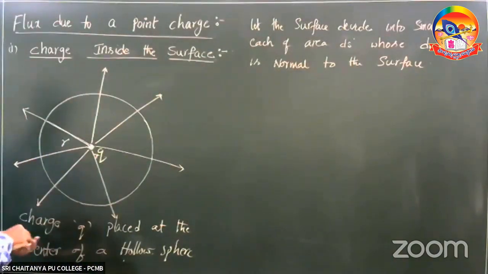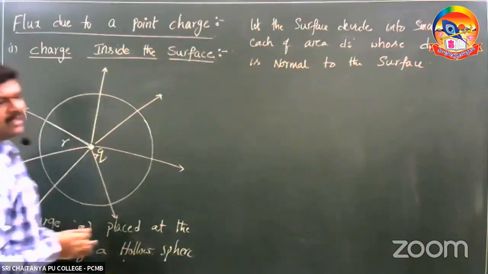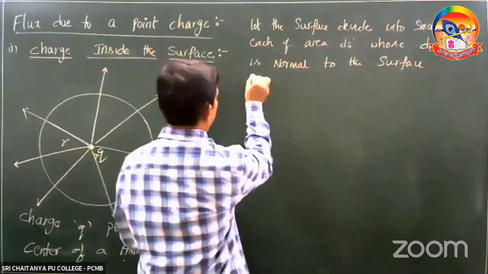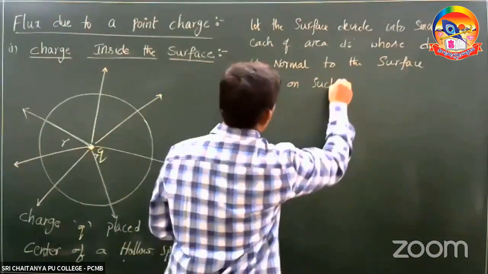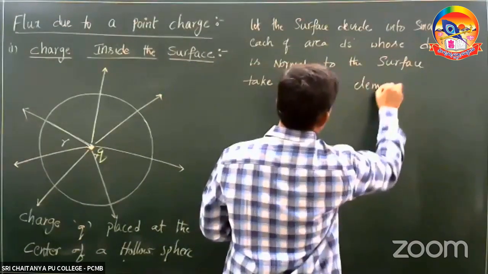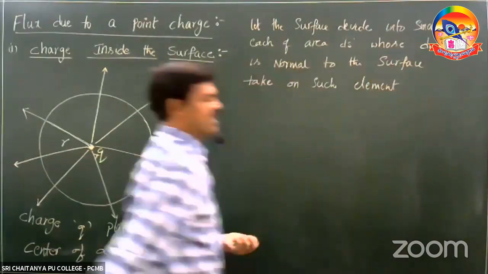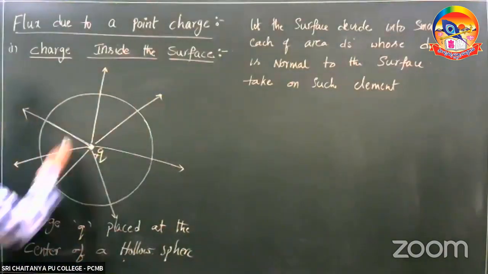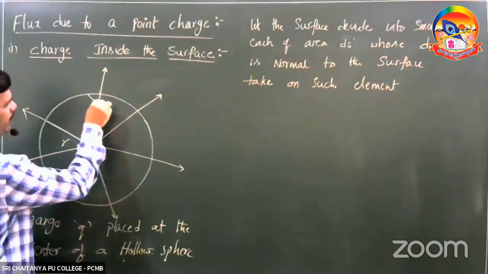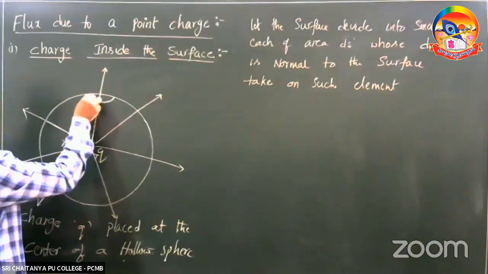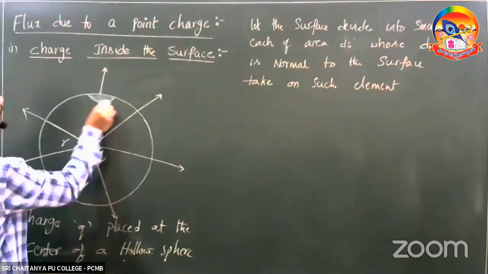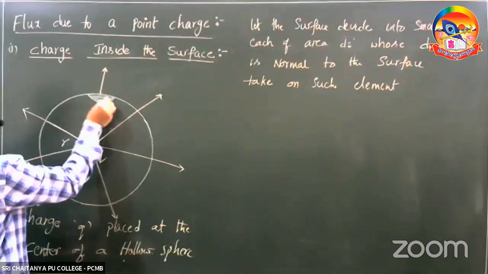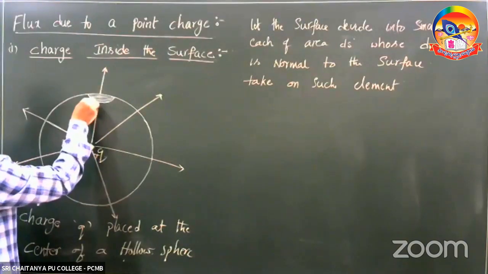See what I am doing? Take one such element. Here I am taking one such element. Let the surface be divided into small elements. Here I took one such element on the sphere. This is the small element I consider.